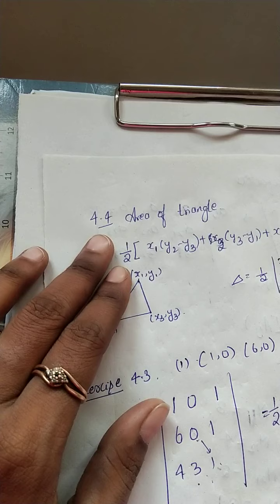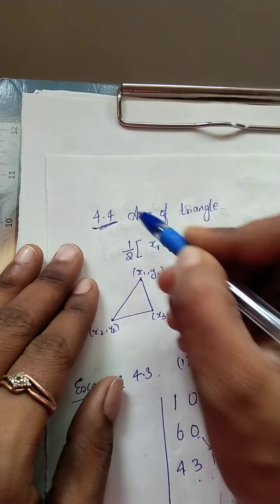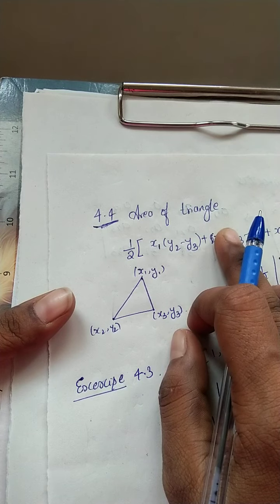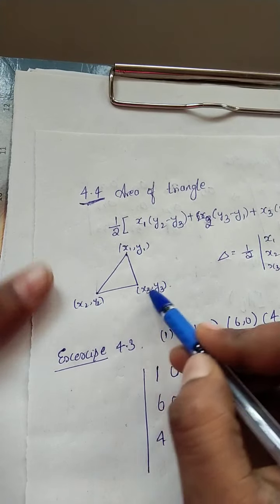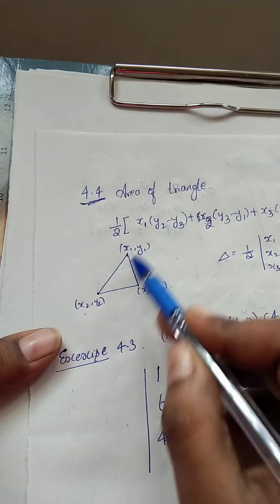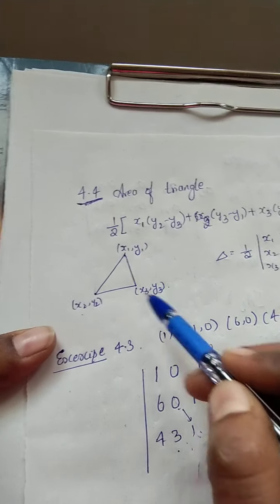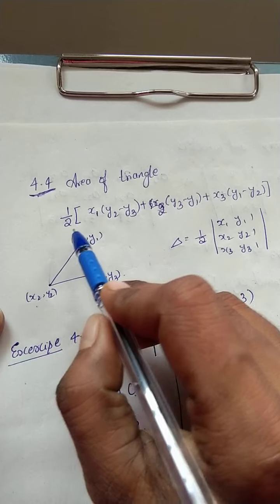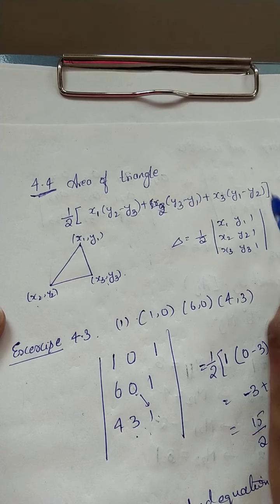Today we are teaching 4.4, that is area of triangle. Normally for every triangle, they are given 3 points. If they give 3 points, then the normal formula for calculating the area of a triangle is this one.